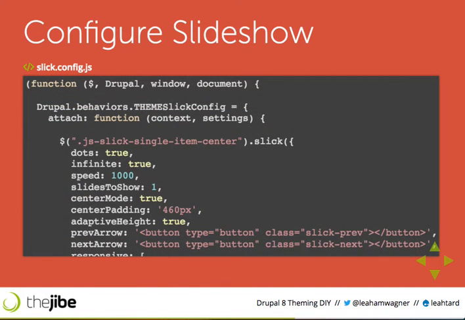So the next step, and this code example does require scrolling, is defining those settings. The syntax for this type of object is very well documented on the Slick website. They have all of your options available, how you can configure it.